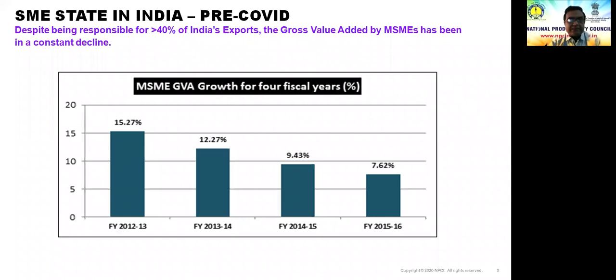Let's look at the state of pre-COVID MSME. We have some growth figures. It's a degrowth, basically, a negative growth. Since 2012-13, the degrowth has been almost 50% by 15-16, whereas the sector accounts for more than 40% of India's export. So gross value added by the MSME sector has been declining.